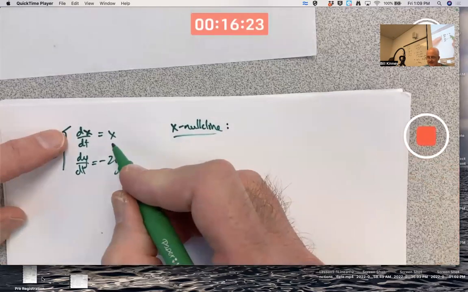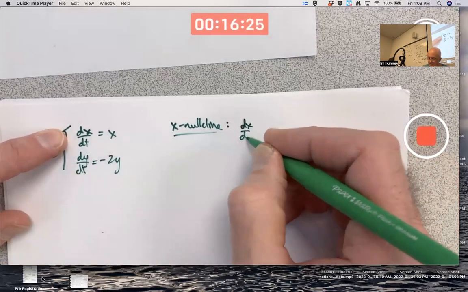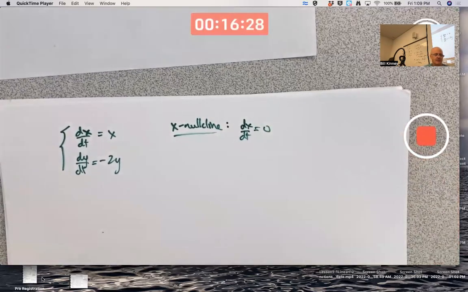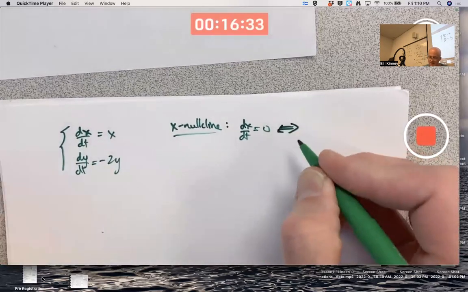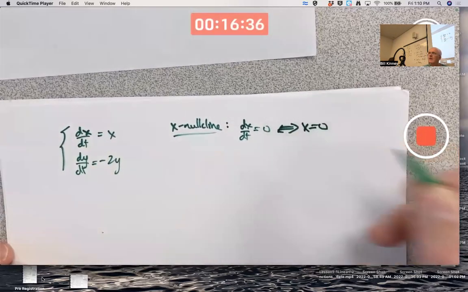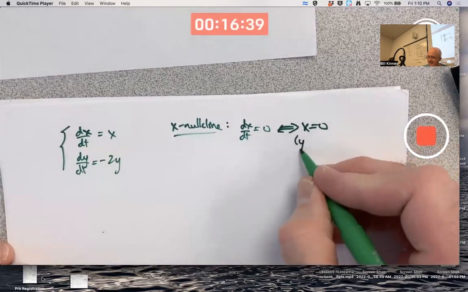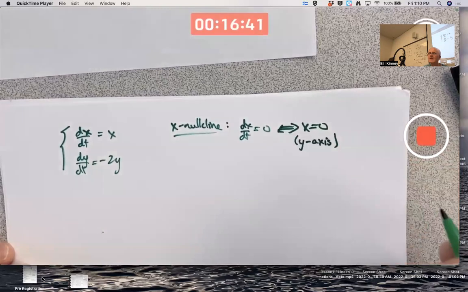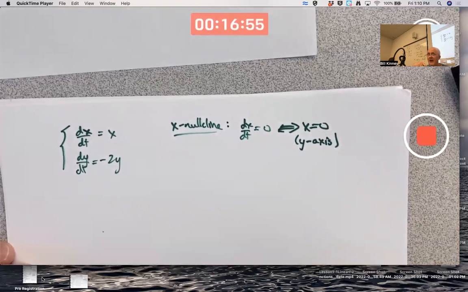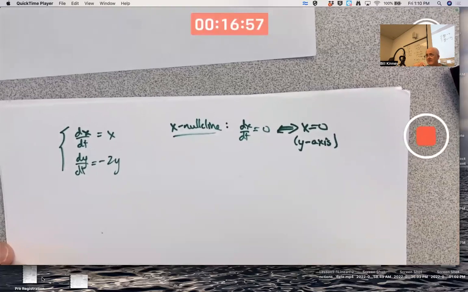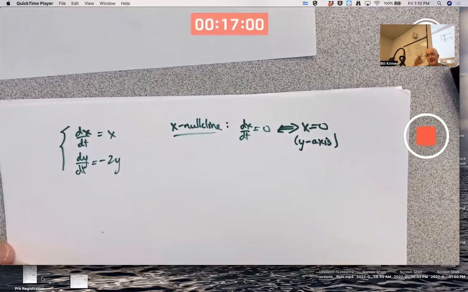The x nullcline is where dx/dt is 0. But for this example, that's equivalent, look at the right-hand side, to x being 0, which is the y-axis, the vertical axis. The vertical axis is where the vector field has vectors that are pointing either straight up or straight down. In other words, the vertical axis has to be a straight line solution. That's not typical, but it does happen here.